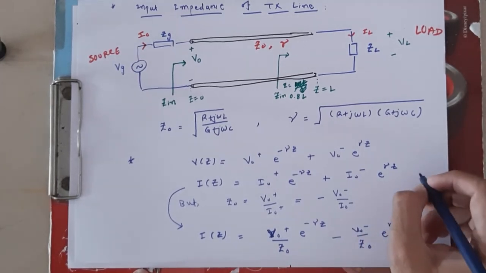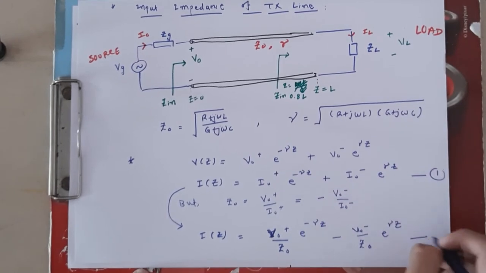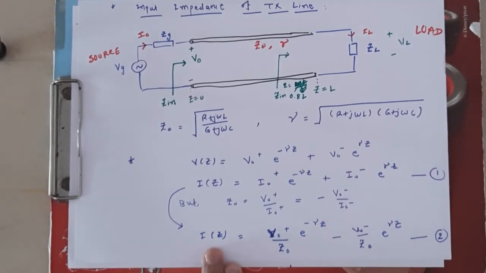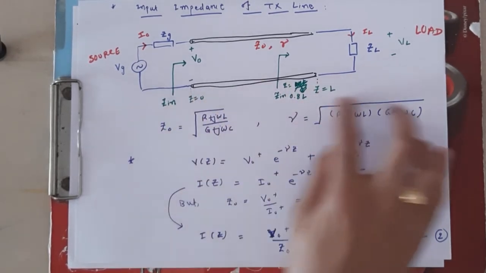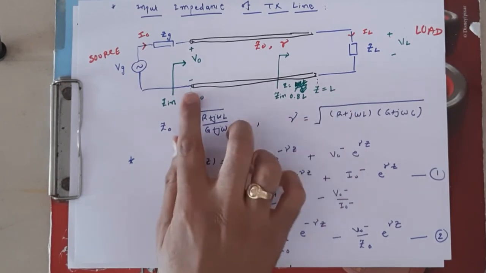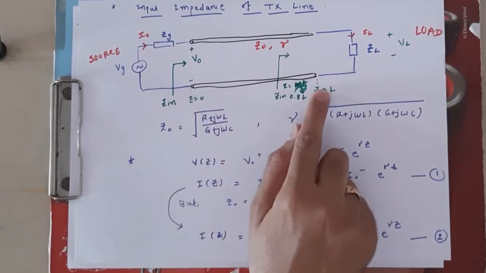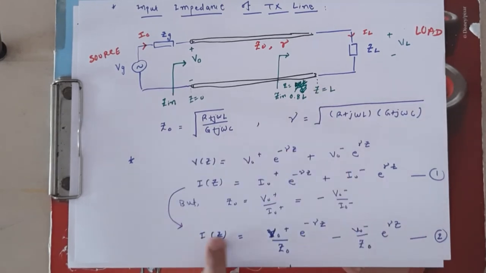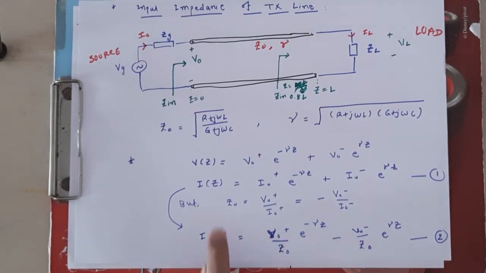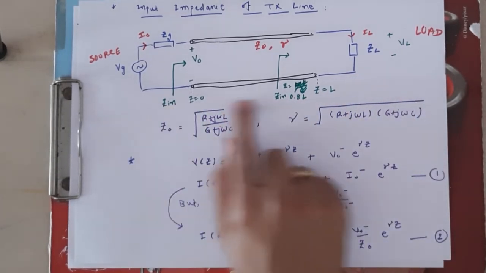So I get two equations, equation number 1 and equation number 2, which are functions of Z. What is Z actually? I have to consider Z as the Z axis, the length of my line, which starts from Z equals 0 to Z equals L. See, this Z is not impedance, keep in mind. It is the Z axis on which I consider my line.